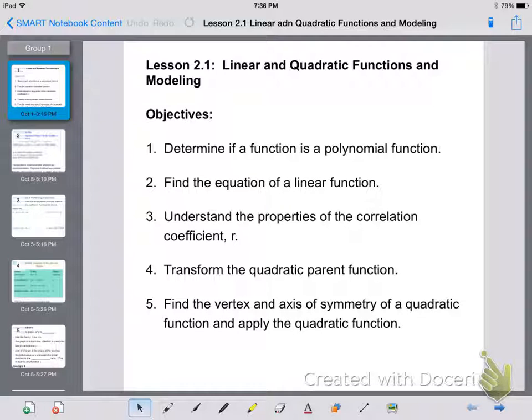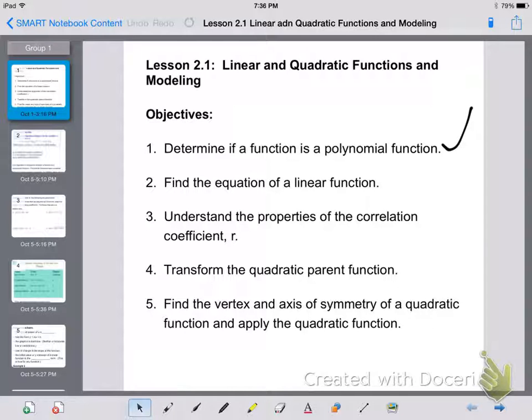Okay guys, this is lesson 2.1 video on linear and quadratic functions and modeling. There's 5 objectives in this lesson. There's going to be 2 videos for this lesson. This first video we're going to focus on determining if a function is a polynomial function.